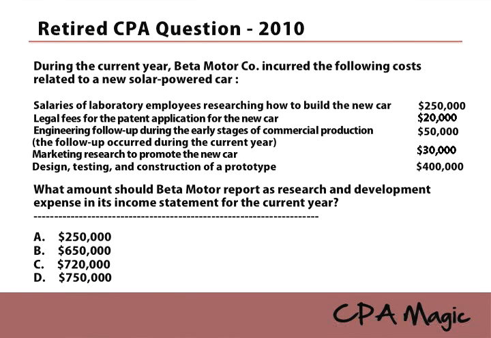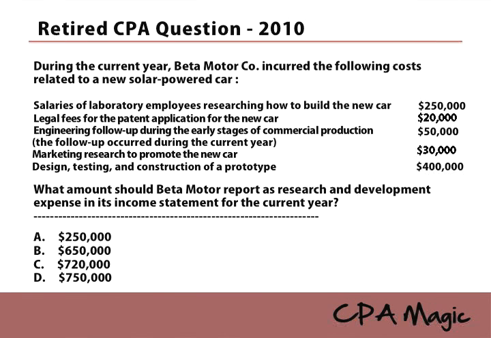Let's skip to the last line so I know what they're asking for. What amount should Beta report as research and development expense on its income statement for the current year? So I'm looking for what amount is research and development expense. So during the current year, they incurred the following costs. Let's take a look at them. 1, salaries of laboratory employees researching how to build the new car. Well, remember I said anything really related to researching new information, that's going to be part of research expense. So salaries, that's all encompassing. The salaries are part of it, and you're researching new information here about how to build the car. So this is a valid R&D expense. That's part of R&D.